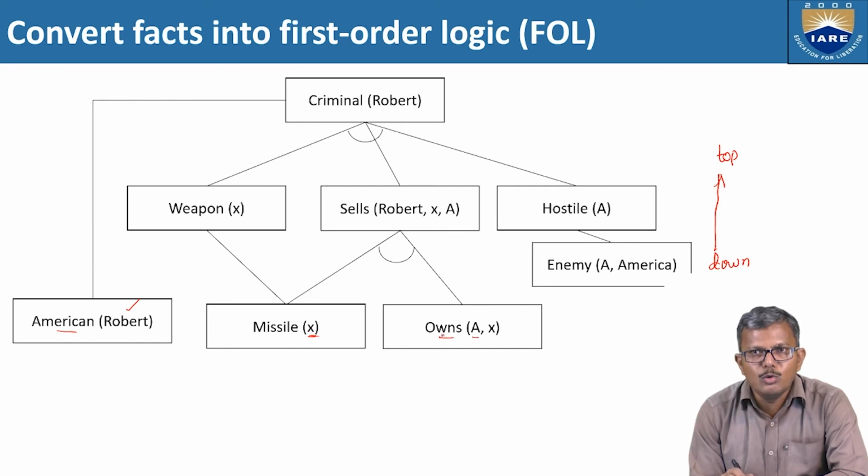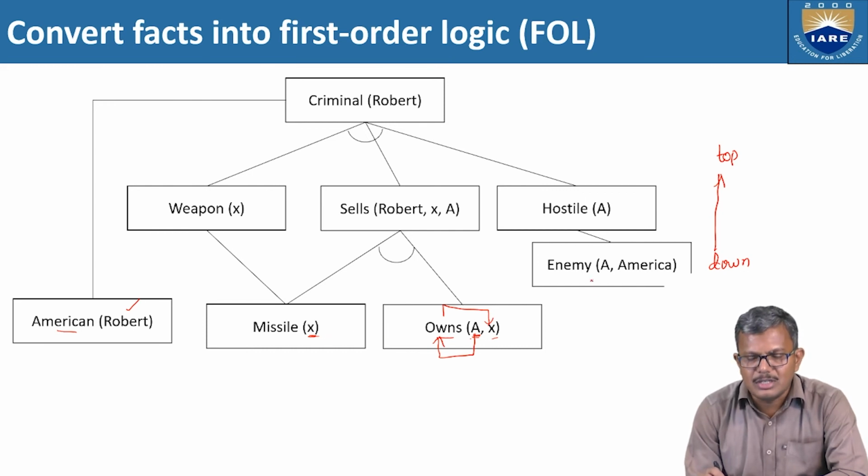Who owns? A owns. Okay, it will be like this, but the way of understanding will be in this fashion. A owns X. Who is A actually? We know that A is the hostile nation, meaning enemy of America. So enemy of America A owns X. So what is X here? X is a missile.